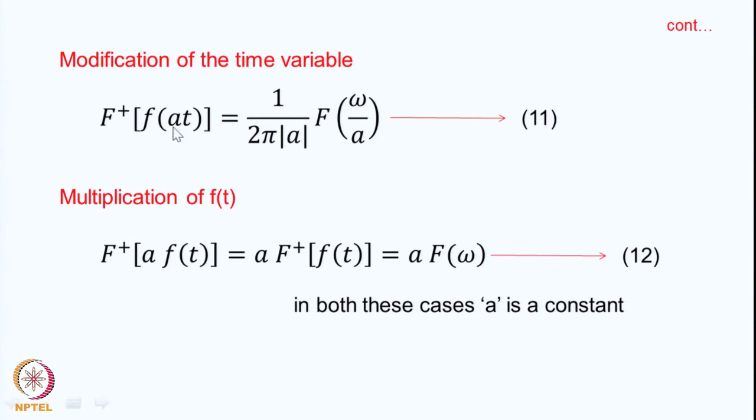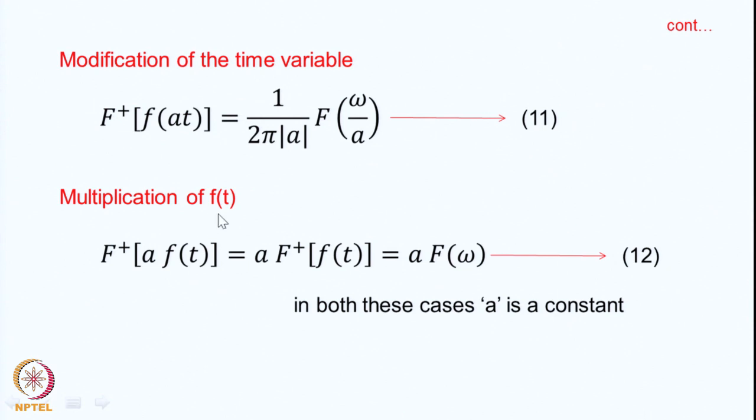Suppose I put a is equal to minus 1 here. Then f of minus t, what will happen here? F of minus t, and this is the modulus here, therefore it does not matter, and here omega by a is minus 1, this becomes equal to minus 1. Therefore, f of omega is equal to f of minus omega. If f of minus t is the same as f of t, then f of omega will be the same as f of minus omega. This easily proves the earlier theorem.